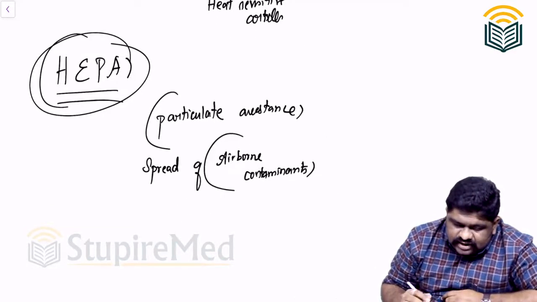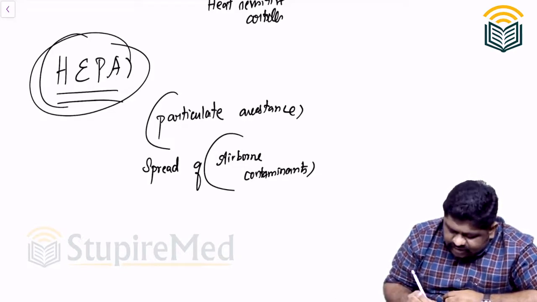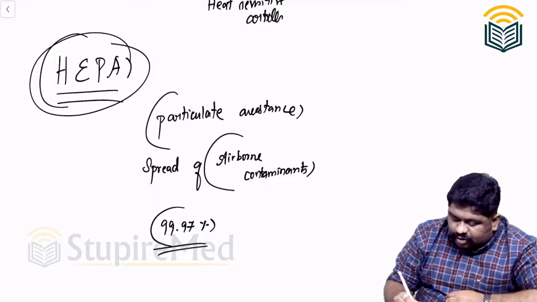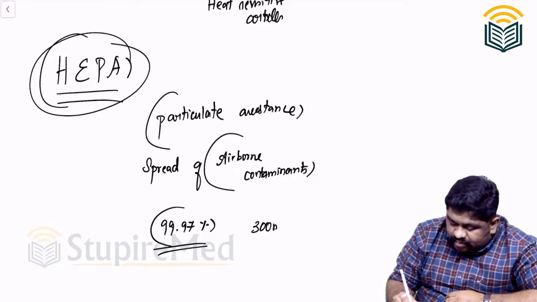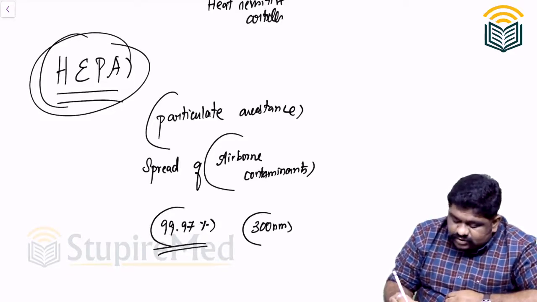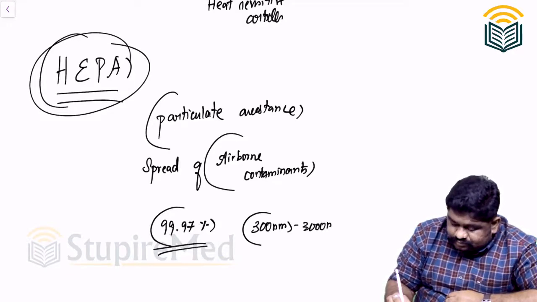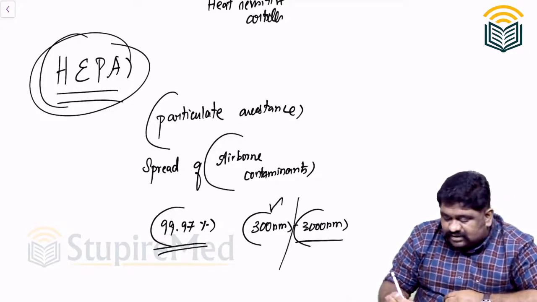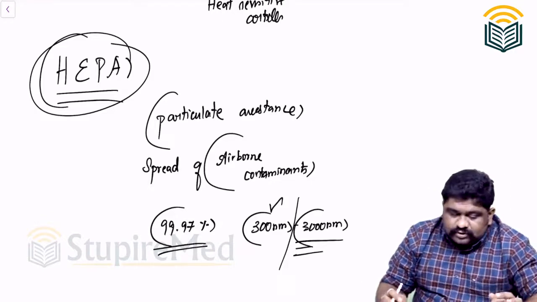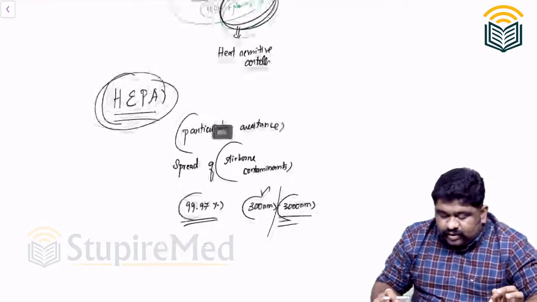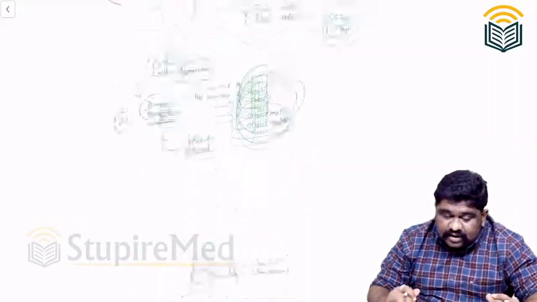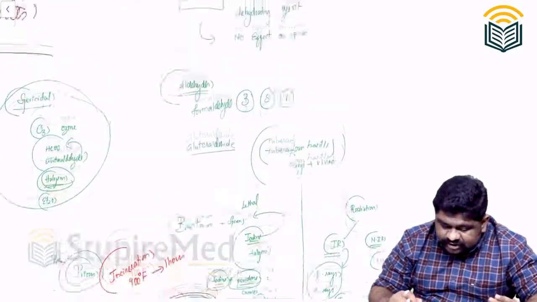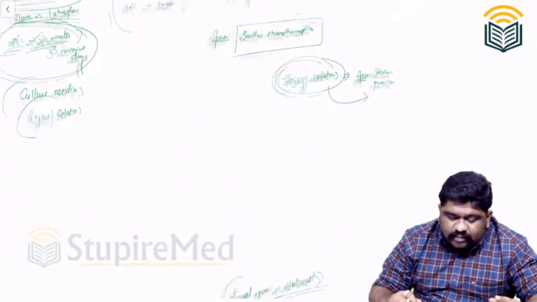Also remember, these filters can actually prevent the spread of 99.97% of particles, those particles of approximately 300 nanometers to 3000 nanometers. Okay, so the minimum can be 300 nanometers, but can maximally go up to 3000 nanometers also. So make sure you remember this for your exams. With this topic, you will be completely strong in going forward for your exams. So never miss a single particular statement that I have told you in this topic. Every single word in this topic means a lot.